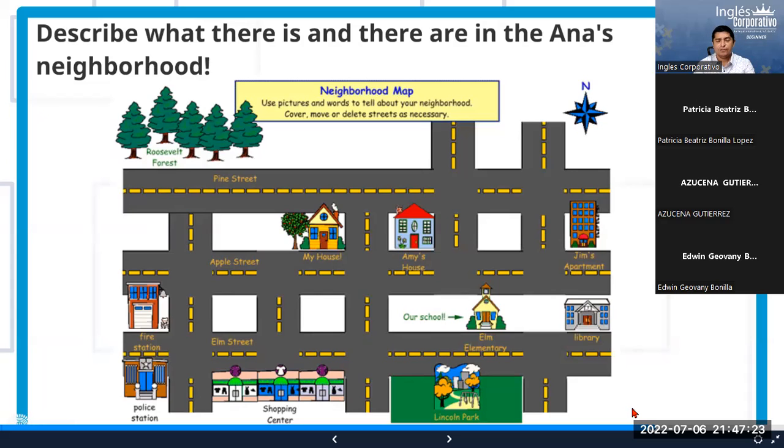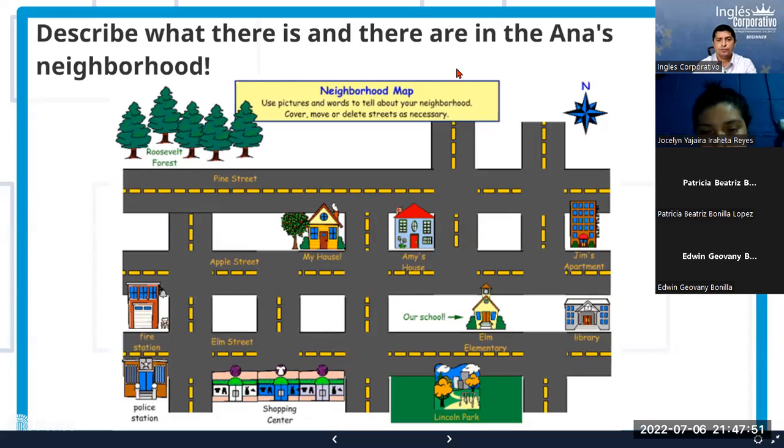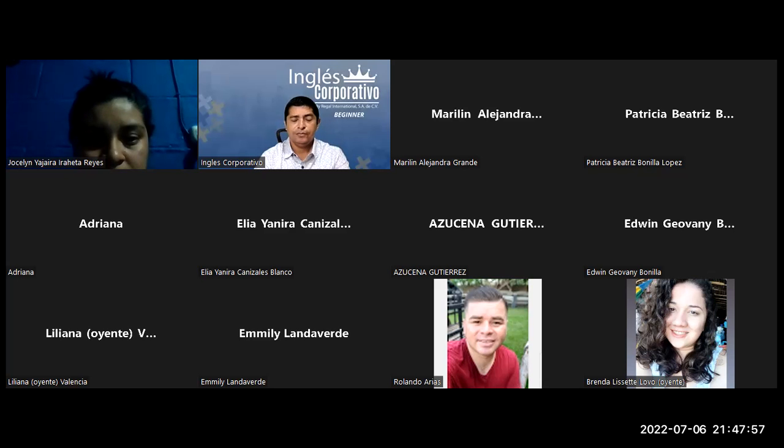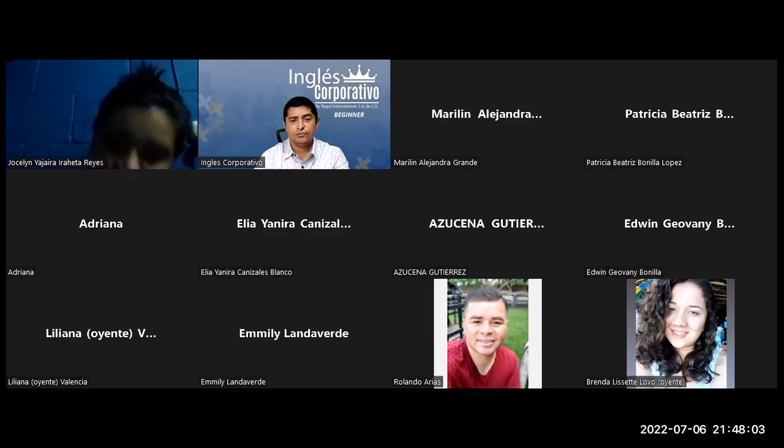In the map, there is a fire station. Okay, there is a fire station. Okay, what else? There is a library. There is a library. Okay, what else? Ok, por el tiempo vamos a detenernos acá. Porque siempre el tiempo es el culpable de todo. Nosotros no tenemos culpa, sino el tiempo.